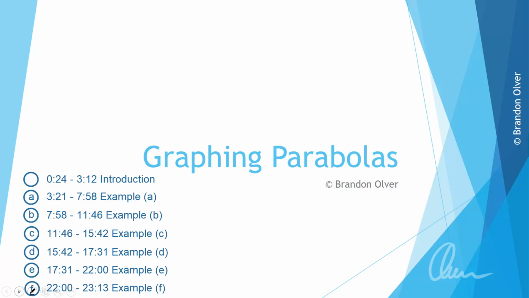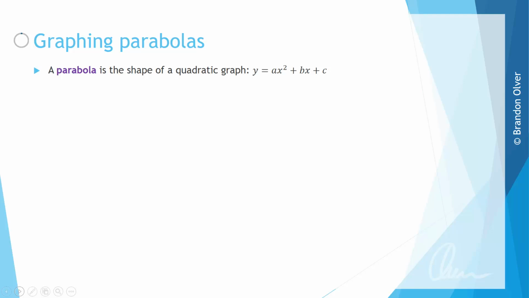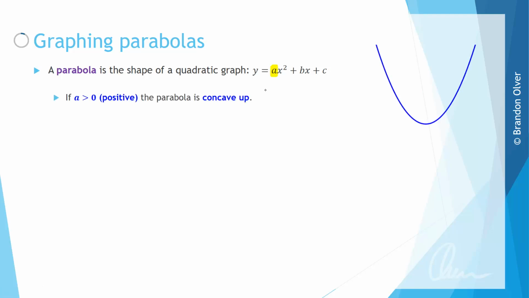So let's get started. A parabola is the shape of a quadratic graph, and the most general form is y equals ax squared plus bx plus c. If the a value, the coefficient of x squared, is positive, then the parabola is concave up, as shown on the screen at the moment. If, however, a is negative, the parabola is concave down, and that's the second graph that just appeared there.